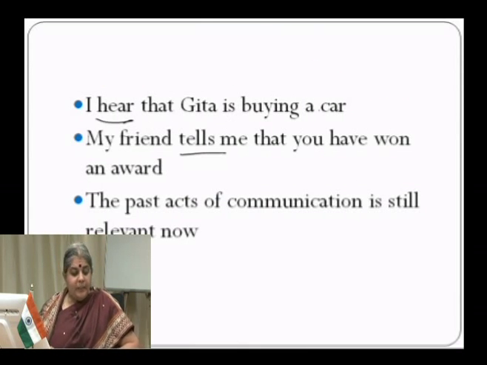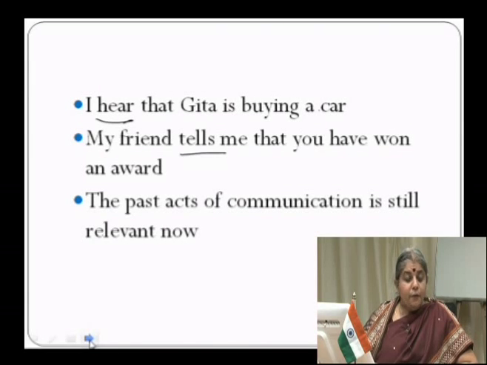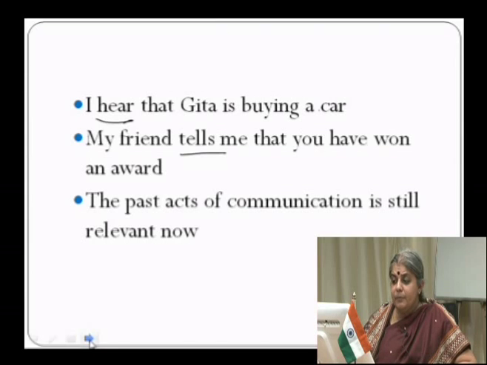The verbs here, such as tell, refer to acts of communication which took place in the past, but they are used in the present tense to show that the results and effects of these acts are still relevant. That is, the information conveyed in these acts is operative even now. For example, I hear that Geeta is buying a car. This is a past act of communication. You have already heard, but still the relevance of it could be seen even now.